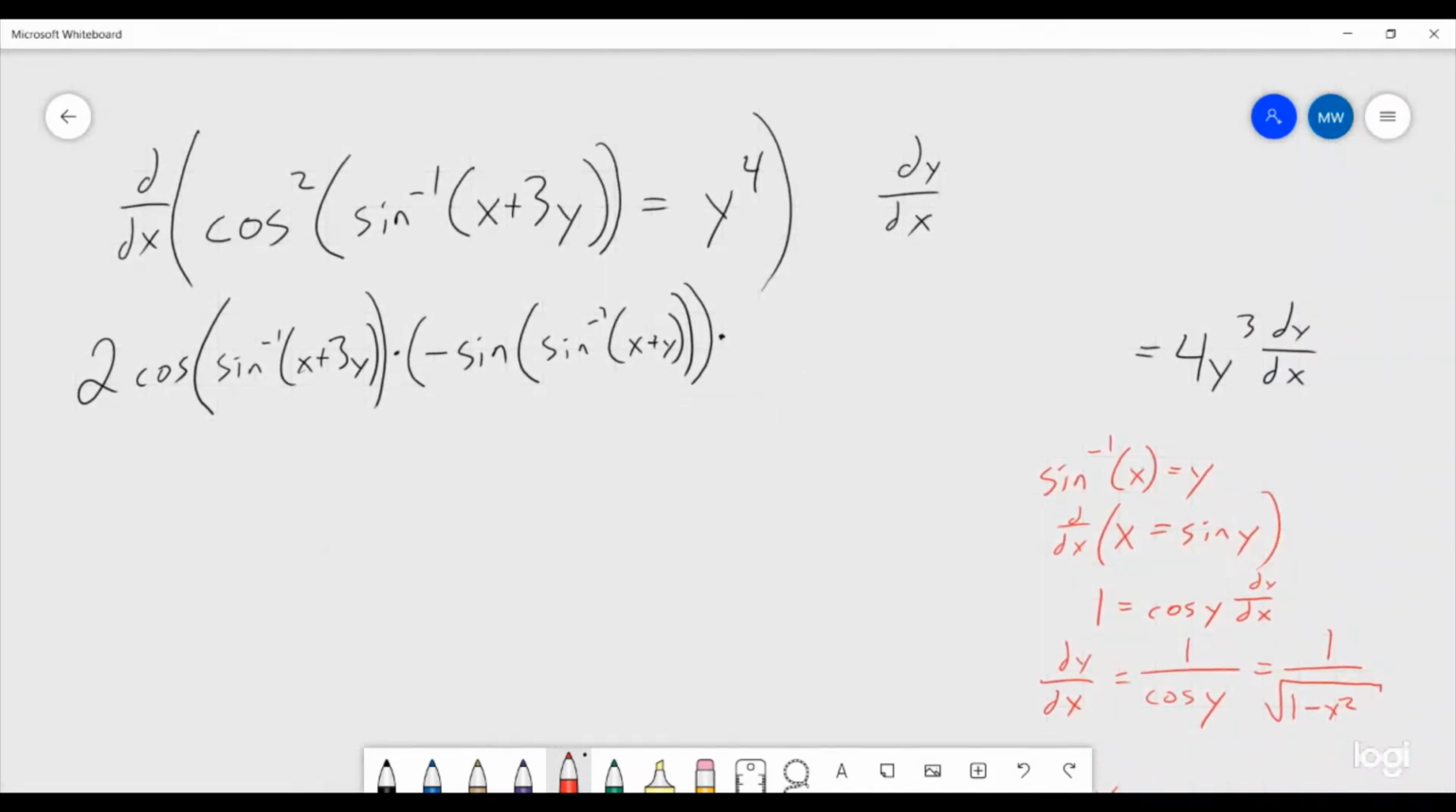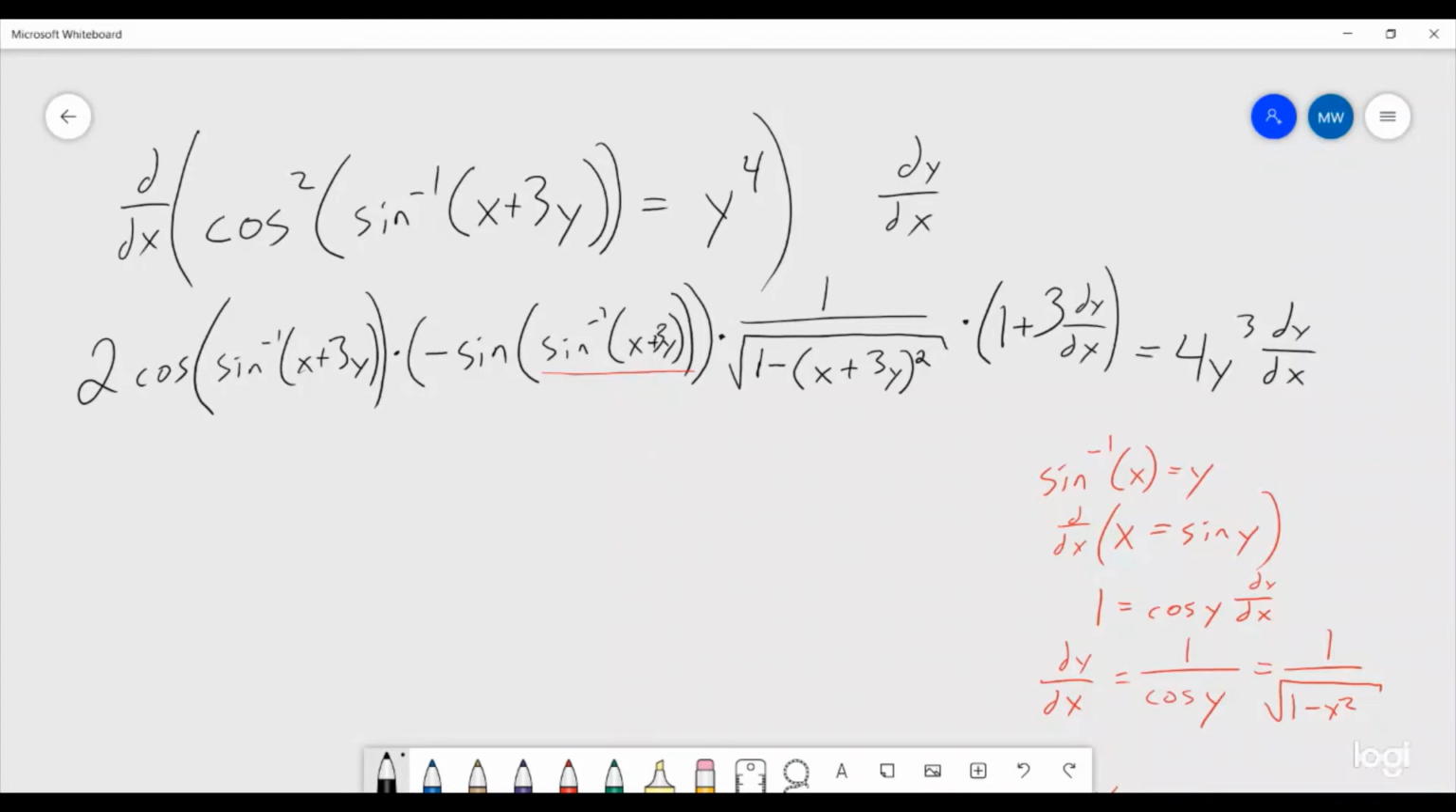So that's the derivative of inverse sine. So what we can do is say the derivative of this is going to be 1 over the square root of 1 minus the innermost piece squared, 1 minus (x plus 3y) squared. That's the derivative of inverse sine. Now we have to take the derivative of the inside piece, so that is going to be 1 plus 3 dy/dx. So that is an absolute mess of stuff.